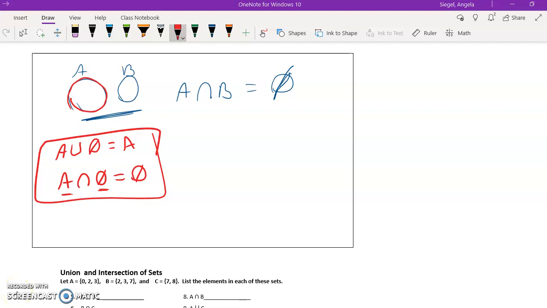Also, some people want to use this as the empty set or this as the empty set. Both of these are wrong, and the reason is this one is not a set, and this one has actually one element. It has the element of 0, so then it would not be the empty set. So just make sure that you use the correct notation for the empty set.